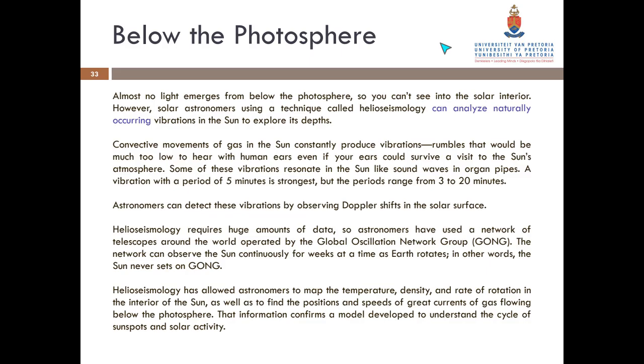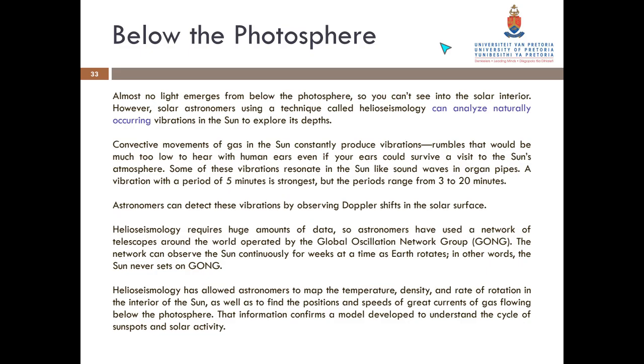Helioseismology requires huge amounts of data, so astronomers have used a network of telescopes around the world operated by the Global Oscillation Network Group, or GONG for short. The network can observe the Sun continuously for weeks at a time as Earth rotates. In other words, the Sun never sets on GONG.